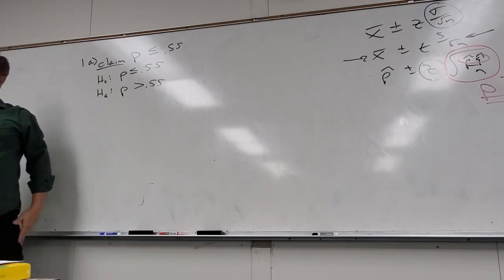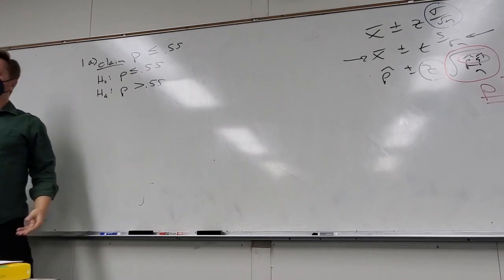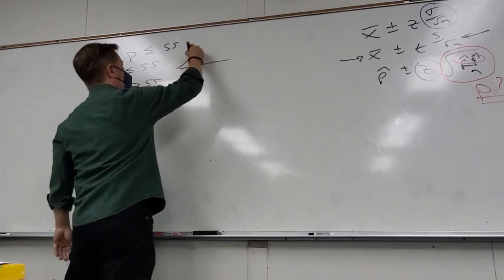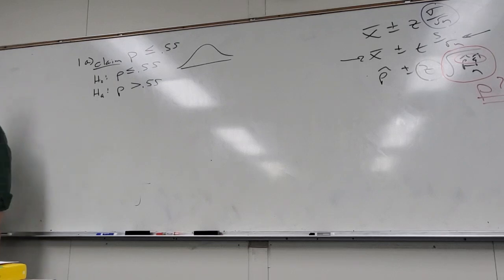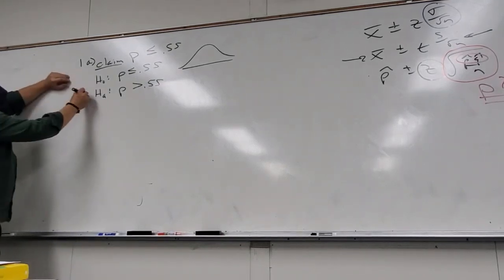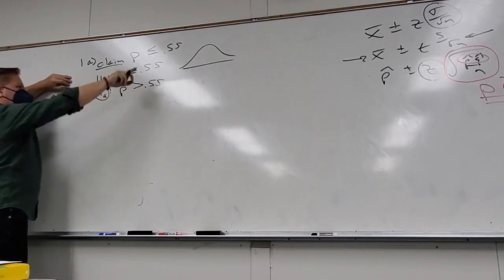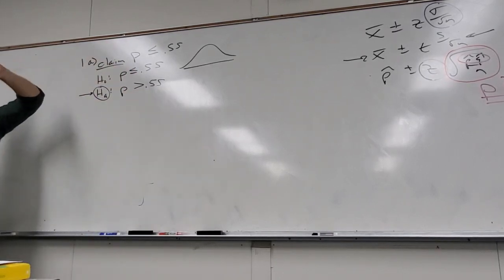Is this going to be a one or a two-tailed test? One tail. In fact, can you be specific? Which side is that tail on? Left or right? Good. This is the one we can show evidence for. Always. This one sets up where the rejection region is.